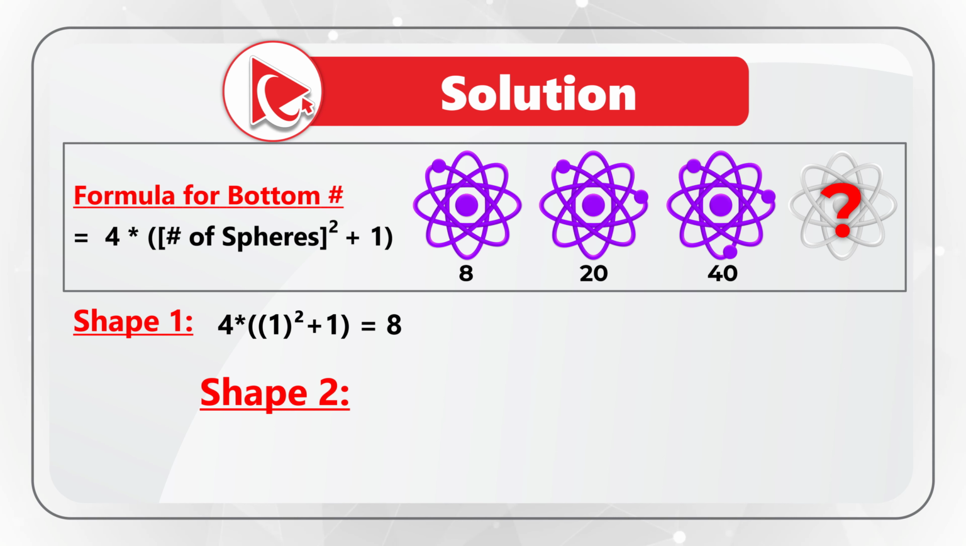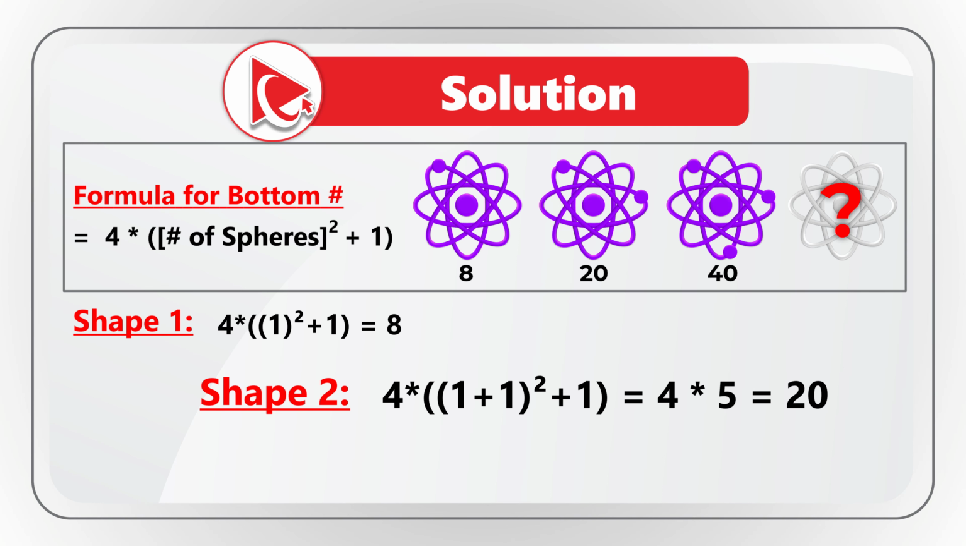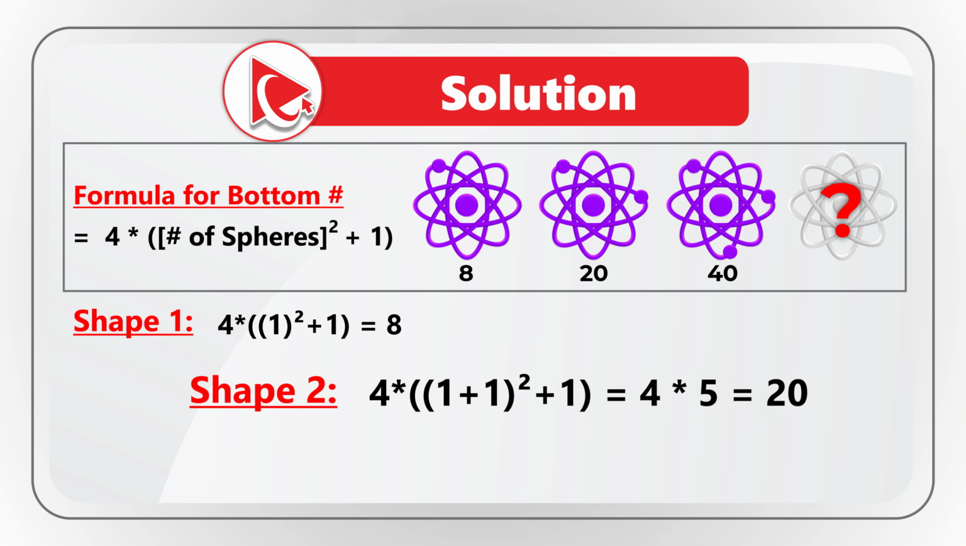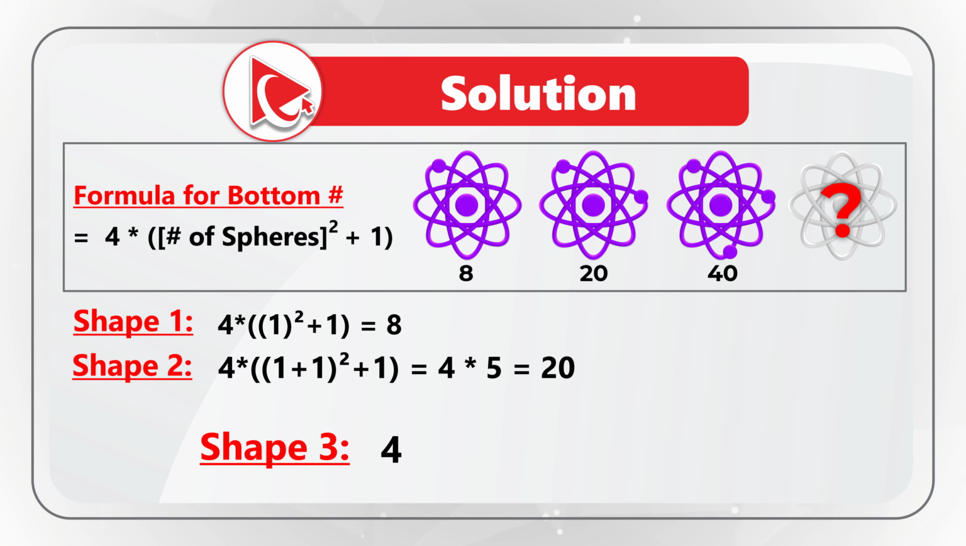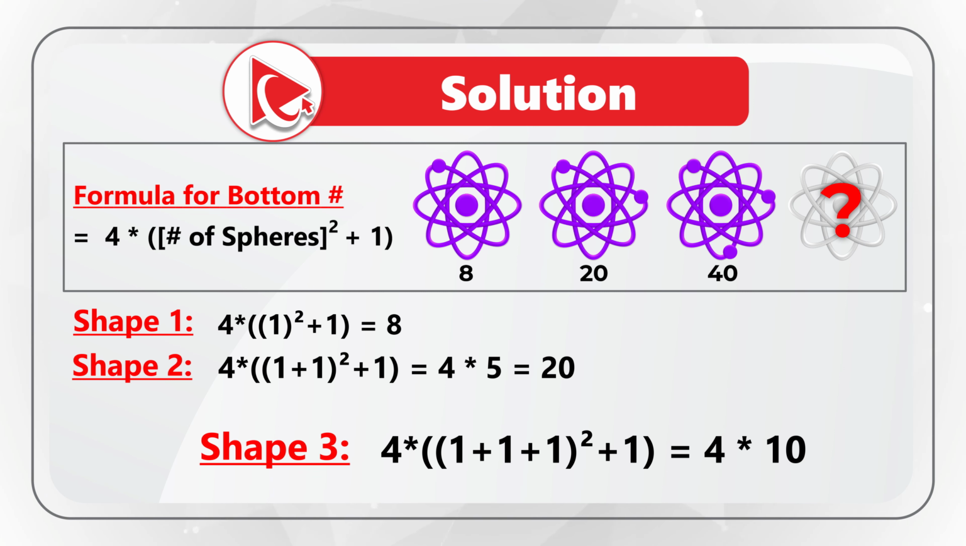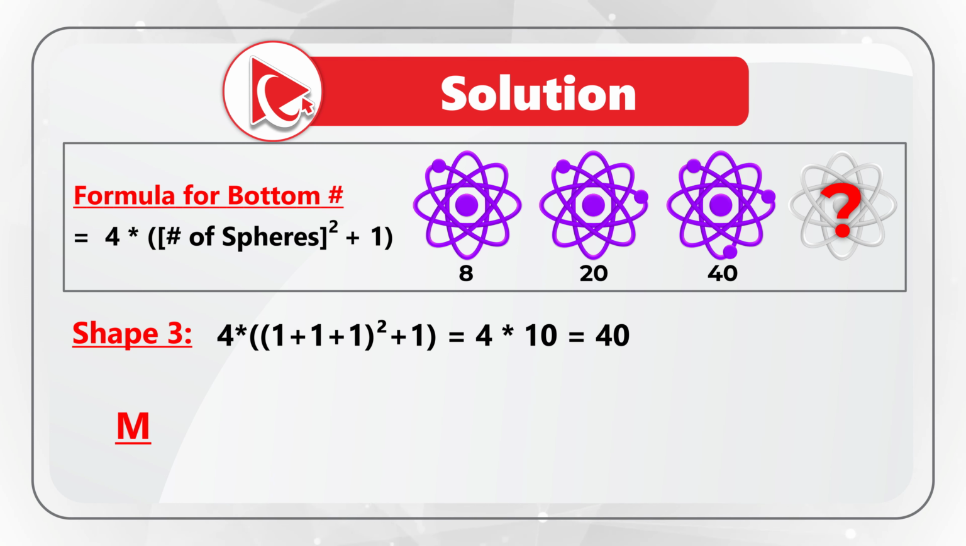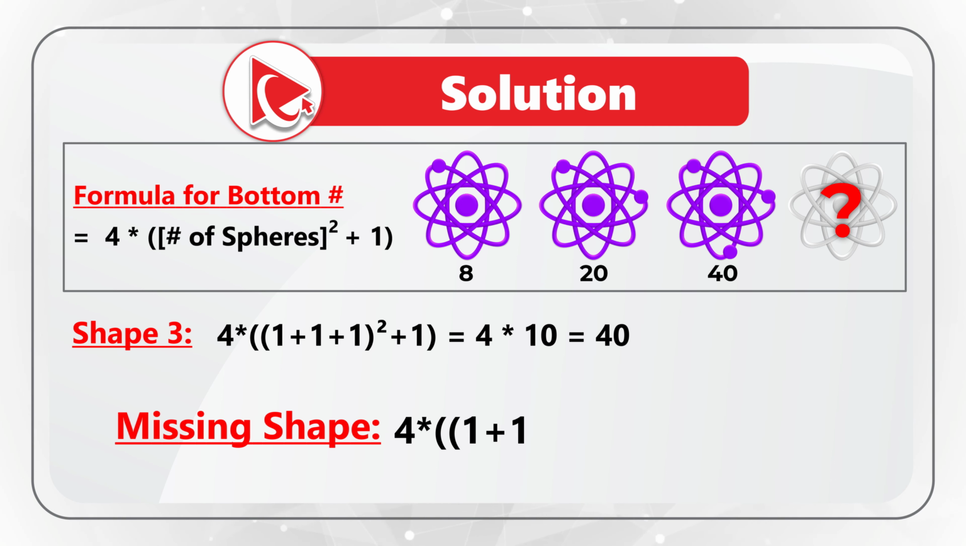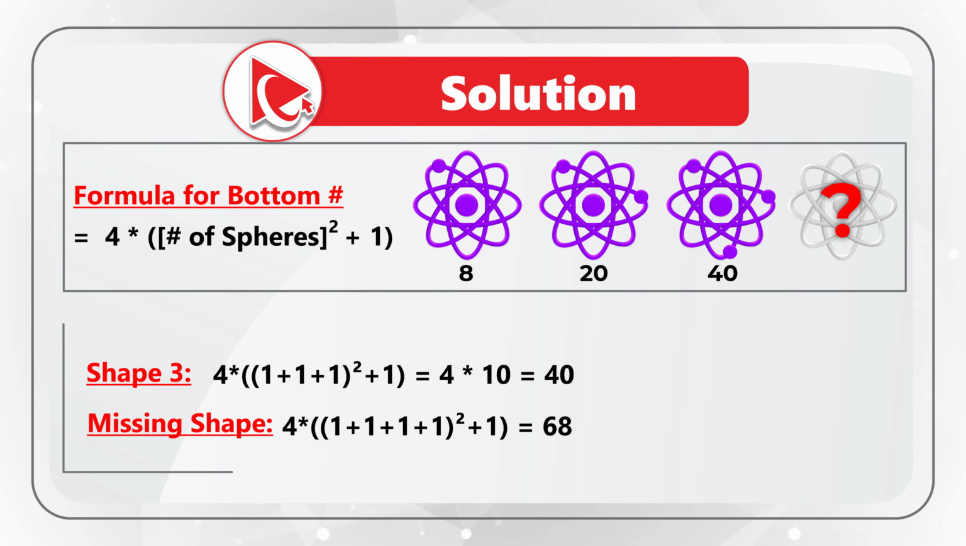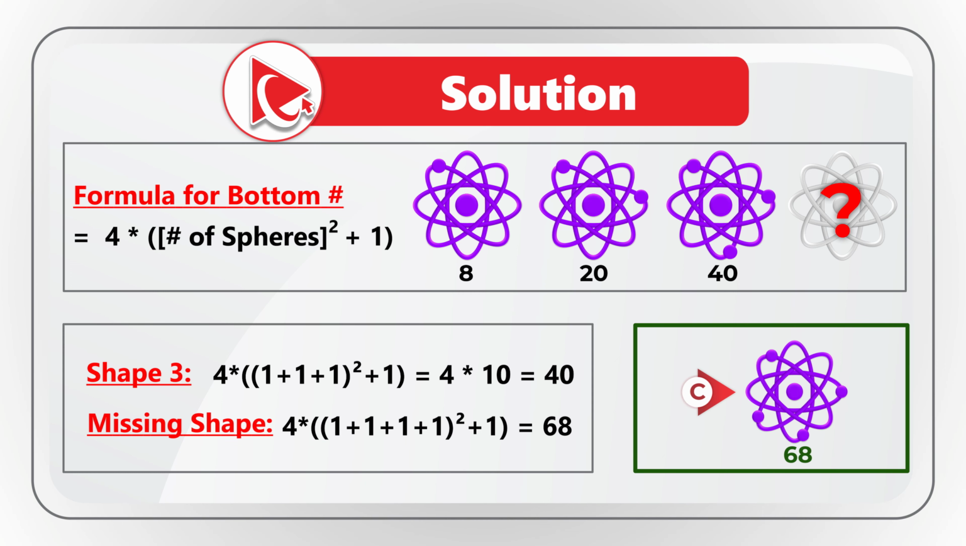For the second shape, 4 multiplied by (2 squared plus 1), which is 2 squared equals 4, plus 1 equals 5, 4 multiplied by 5 equals 20. For the third shape, we need to calculate 4 multiplied by (3 squared plus 1) equals 4 multiplied by 10 equals 40. So to calculate the bottom number for the missing shape, we need to calculate 4 multiplied by (4 squared plus 1) equals 4 multiplied by (16 plus 1), 4 multiplied by 17 equals 68. This is why the correct choice here is choice C with bottom number 68.